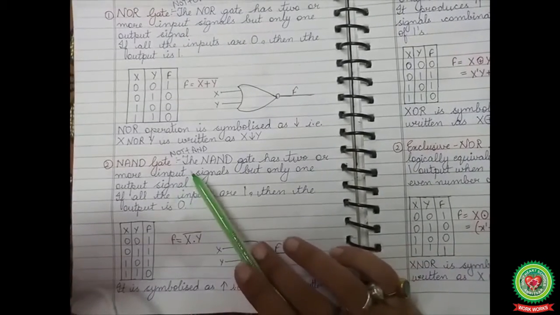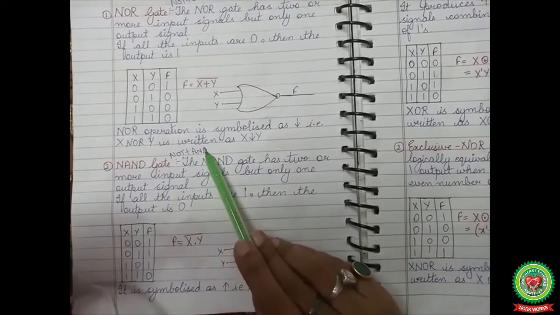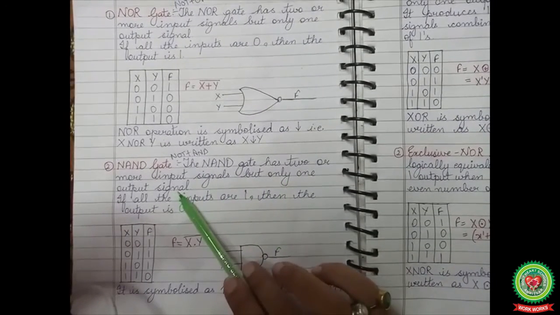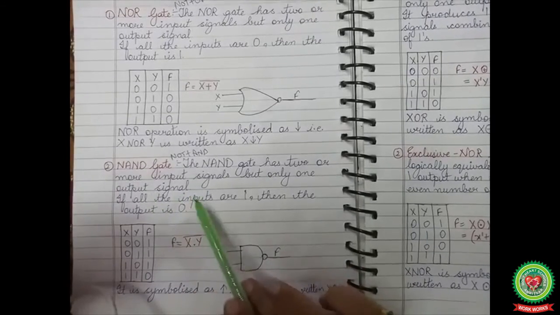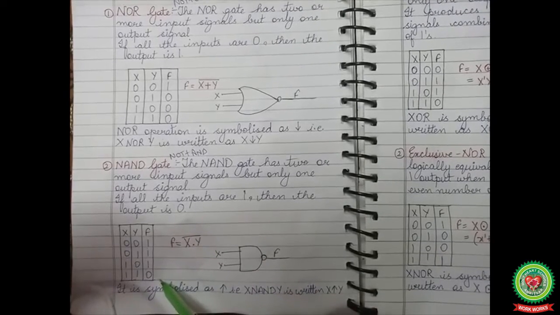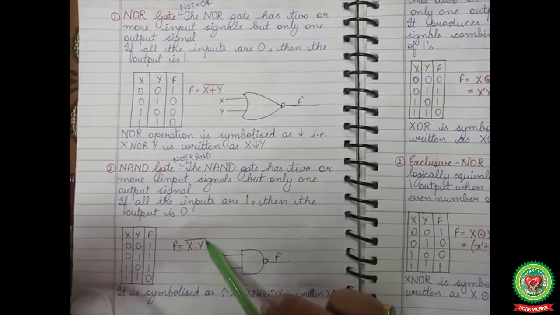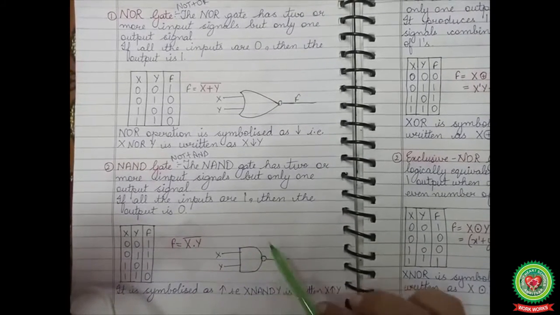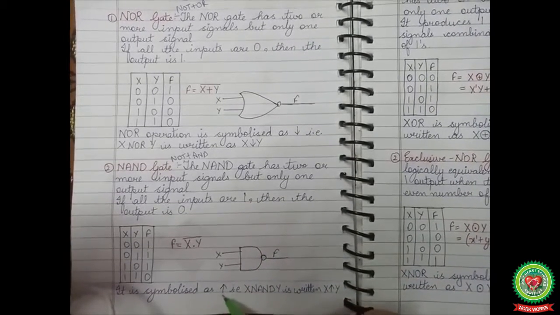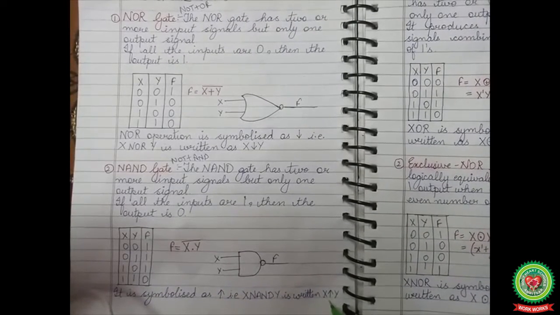Next is the NAND gate. As the name suggests, N for NOT and AND. The NAND gate has two or more input signals but only one output signal. If all the input signals are 1, then the output is 0. So this is x dot y, which is the AND gate. When we put a bar on it, it becomes NAND. This is the representation of the NAND gate. It is symbolized as an up arrow, that is, x NAND y is written as x up arrow y.